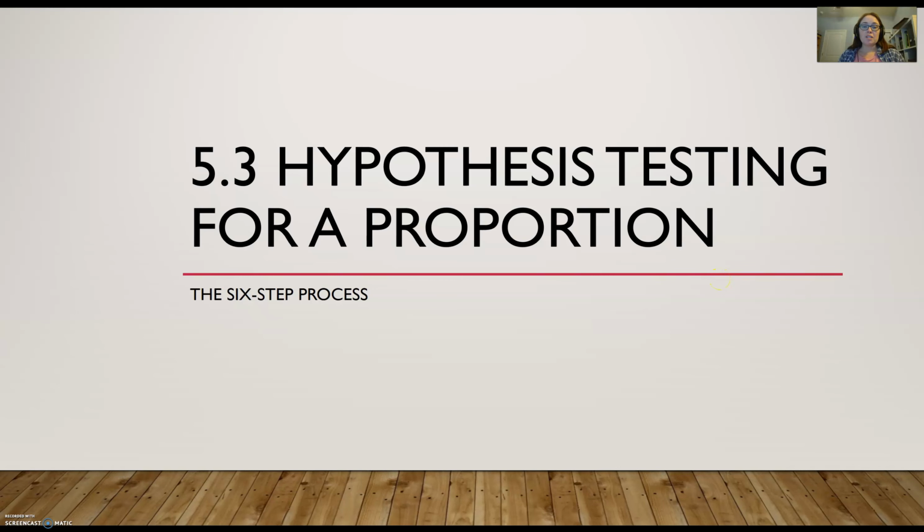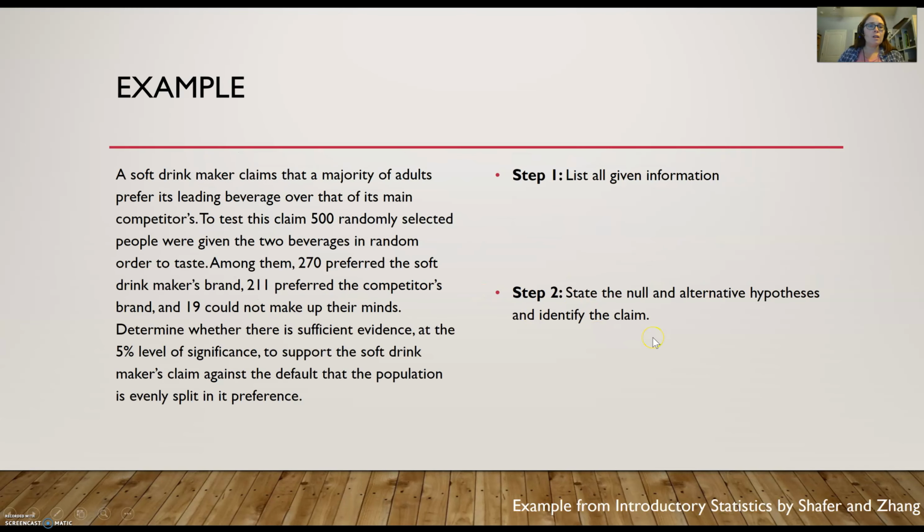Today we're going to use our 6-step process to do a hypothesis test for a proportion. So let's jump right into an example. A soft drink maker claims that a majority of adults prefer its leading beverage over that of its main competitors. To test this claim, 500 randomly selected people were given the two beverages in random order to taste. So there's our sample size.